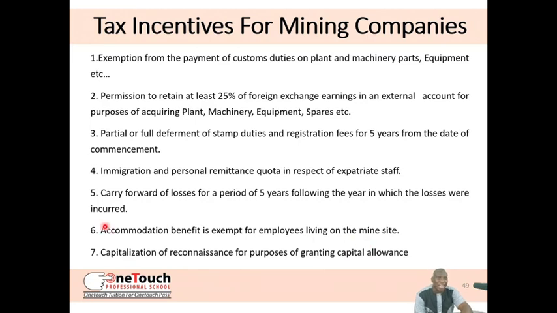And then the fact that they can capitalize their reconnaissance costs, and for that matter, be granted a capital allowance on it, which will go a long way to reduce their profit, will also be an incentive to them. So these are some incentives to what? Mining companies. Okay, thank you.